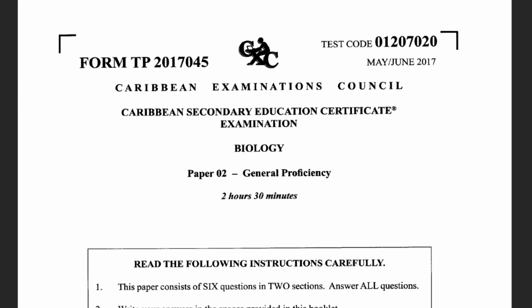So we're going to review past papers to secure that pass in CSEC. But you know what else you want to secure?